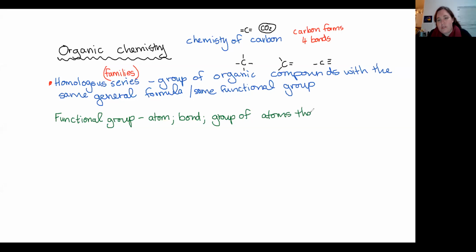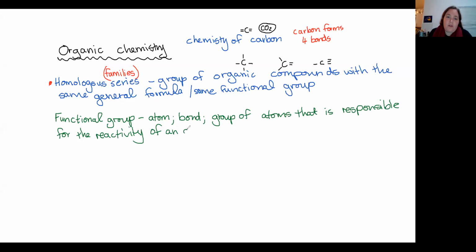that is responsible for the reactivity of an organic compound.